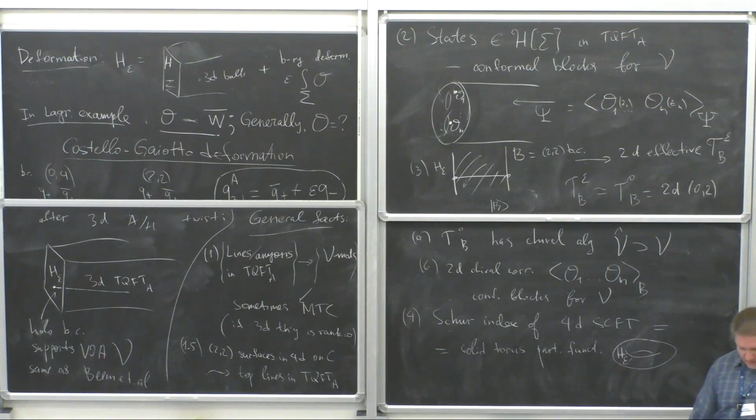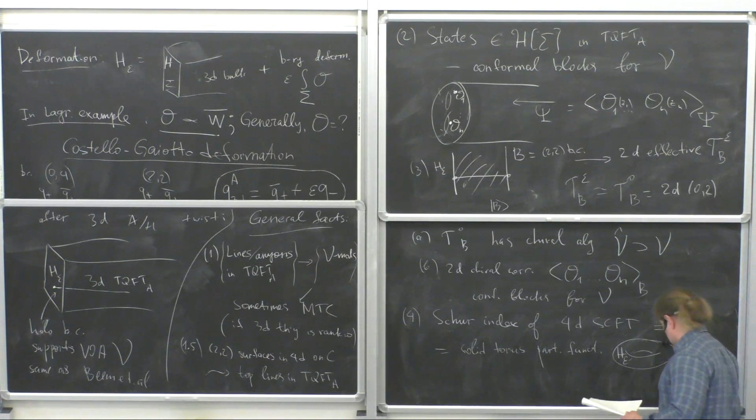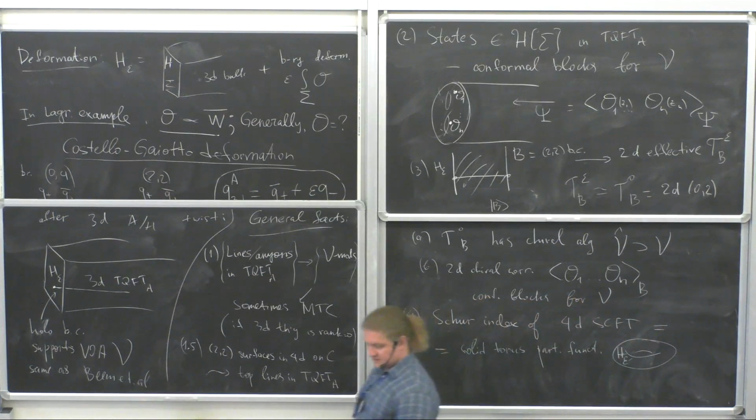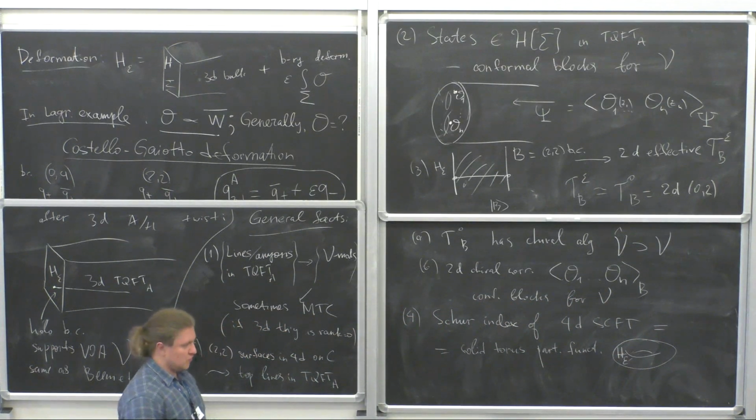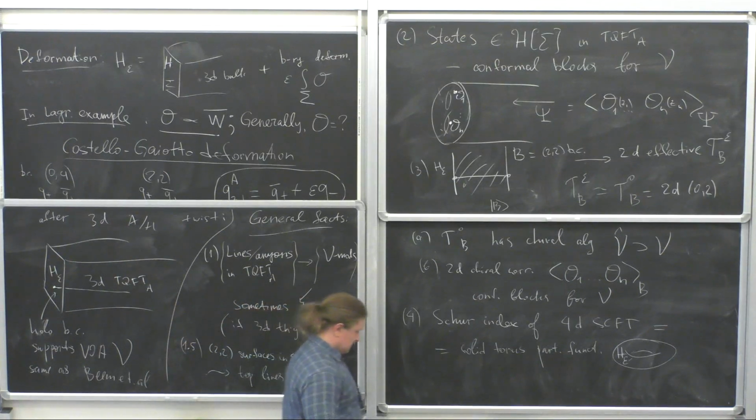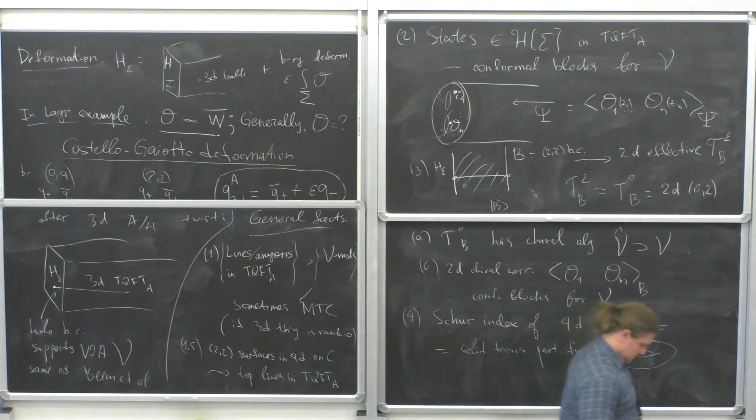This actually suggests that this construction perhaps can be used to prove the Cordova-Shao formula for the Schur index in terms of the Kontsevich-Soibelman monodromy.